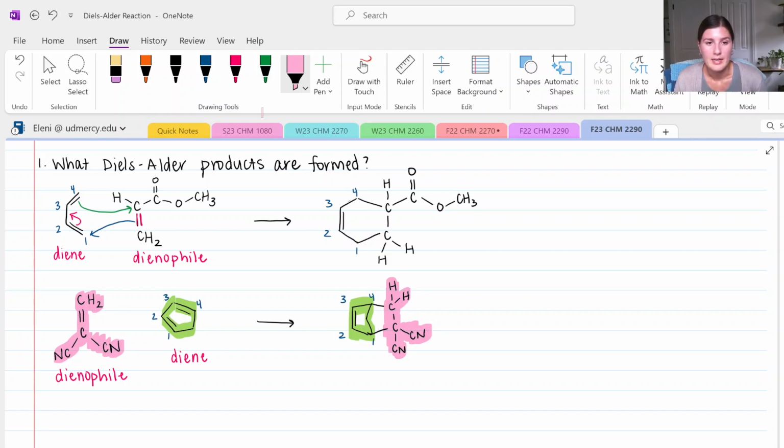If it's still unclear where the different atoms are bonding, where bonds are breaking or bonds are forming, pause the video here and try to trace for both of these examples where those new bonds are, and you'll start to see a pattern that I've described, where the electrons in the pi bond in the diene form a new bond to each of the carbons in the dienophile, and the pi bond in the dienophile forms a new bond to the diene as well, and that's how we get that cyclic product.